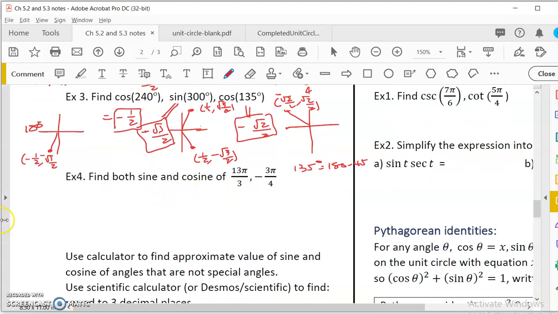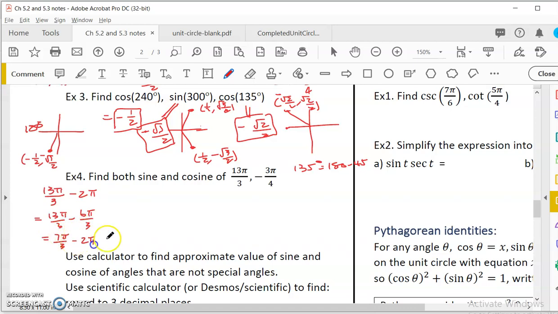So example 4, find both sine and cosine of 13 pi over 3. I don't have 13 pi over 3 in my unit circle. How do I do it? 13 pi over 3 is actually more than 2 pi, so I'm going to subtract 2 pi. What would it be? 13 pi over 3 minus 6 pi over 3. That's 7 pi over 3, right? Is it good enough? No, 7 pi over 3 is still not.